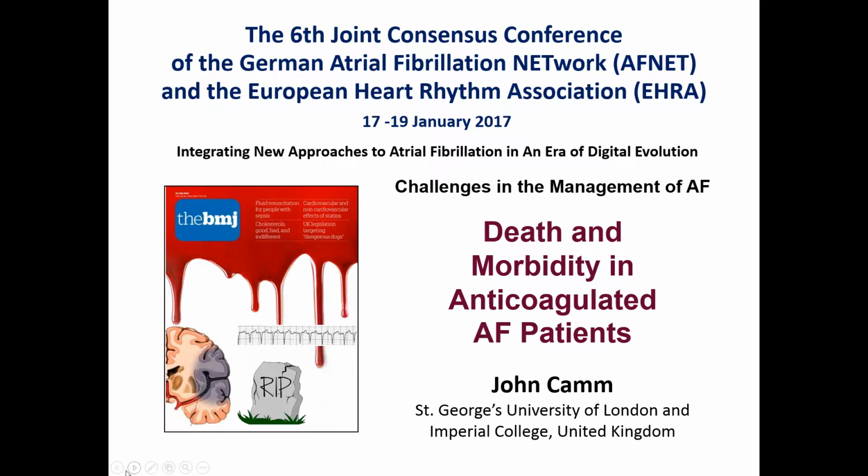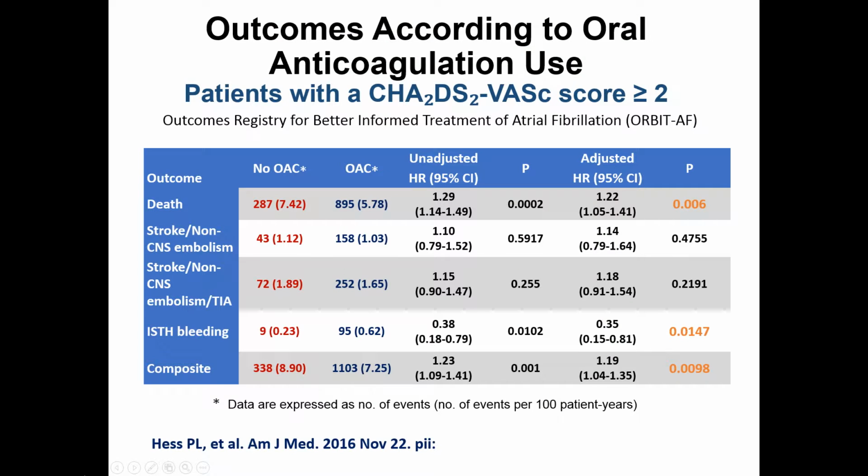I'm going to talk about, to this title at least, death and morbidity in anticoagulated patients. The usual issues that are discussed are death, stroke, both ischemic and hemorrhagic, and major bleeding. And I will stick largely to those things. 10 minutes is not very long to talk about all of this, and I'll try and restrict myself to some current registry data. So let me start with something from the ORBIT registry.